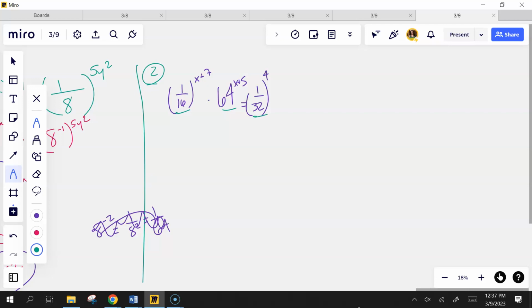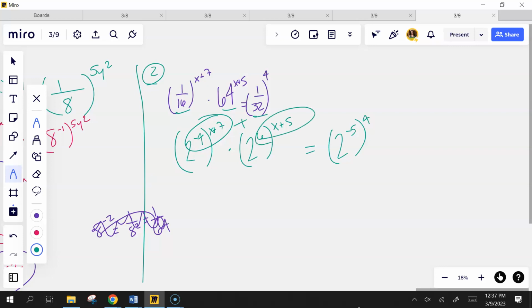2 to the what is 1 over 16? Negative 3. Right? No. 4. Sorry. X plus 7. 4 to the what is, 2 to the what is 64? 6. We got an X plus 5 out there. What about 32? Negative 5, so says Christina. This plus this equals this.